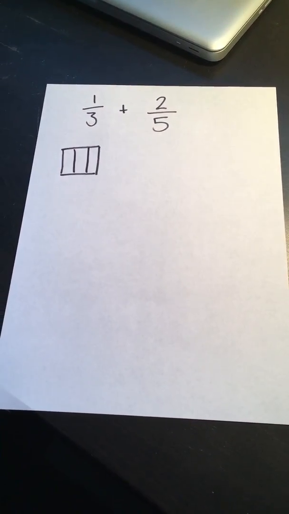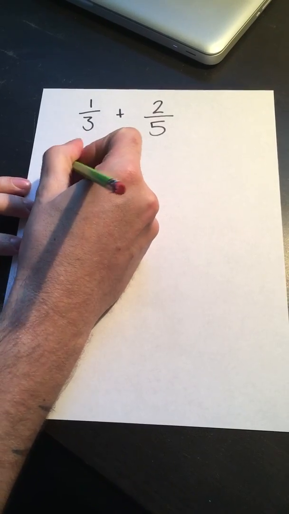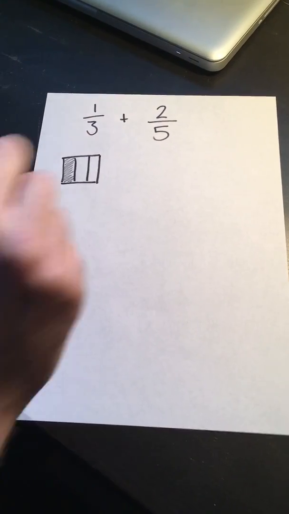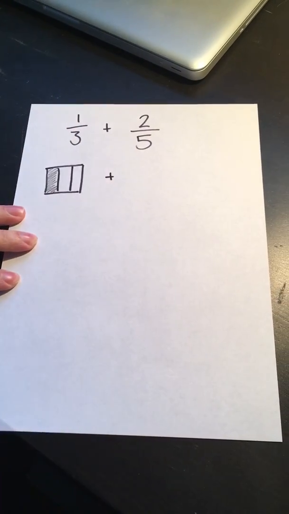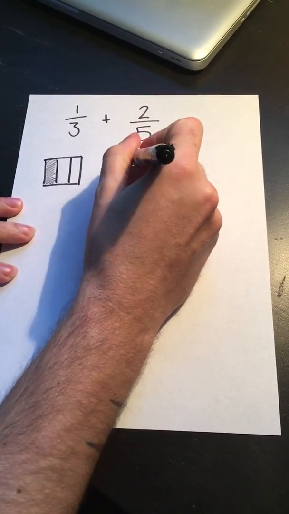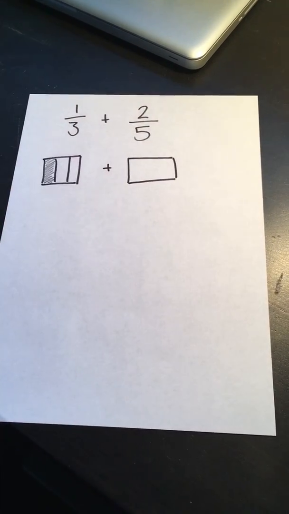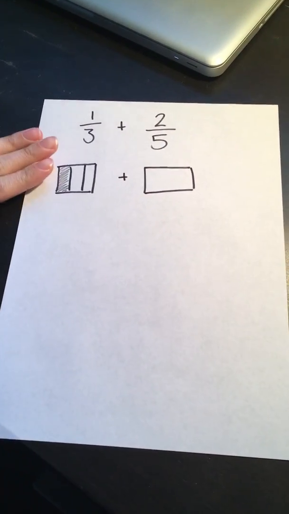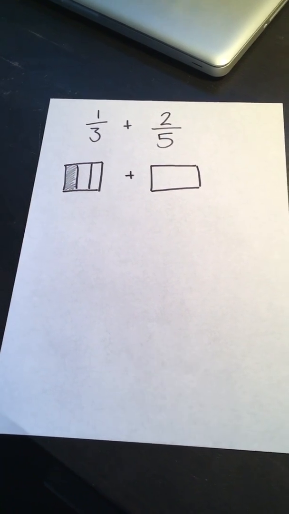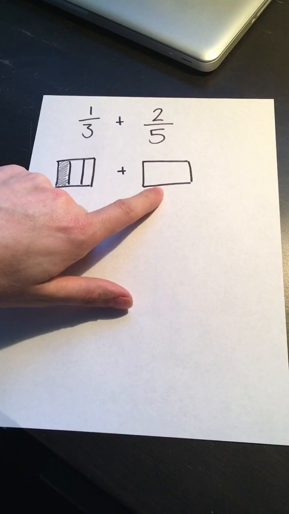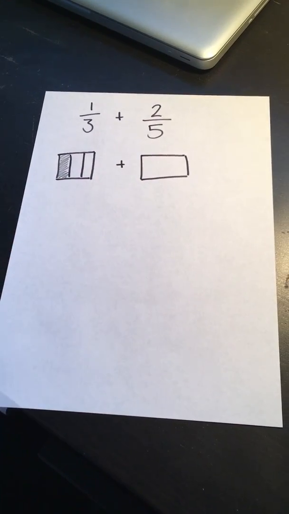Then I'm going to shade in one out of those 3 parts to represent 1/3. There we go. To that, we are going to add 2/5. So again, I visually represent 2/5. Now, this is a step where some children might make a little error. If I have used vertical lines on this model, it's absolutely crucial that I use horizontal lines on this model.